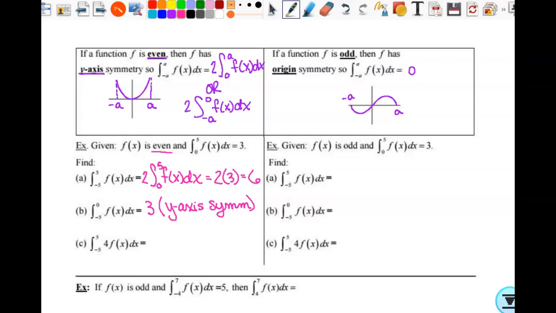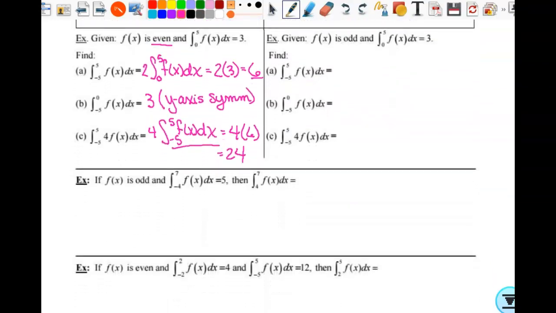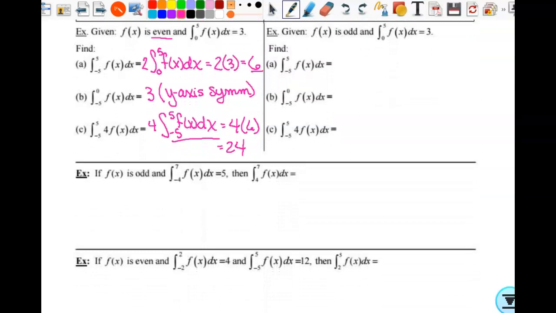All right, so here we have this 4 times this, so I can rewrite this as 4 times the integral from negative 5 to 5 of f of x dx. Do we already know what this is? 6, because we found it in A. So we really just get 4 times 6. We're good?